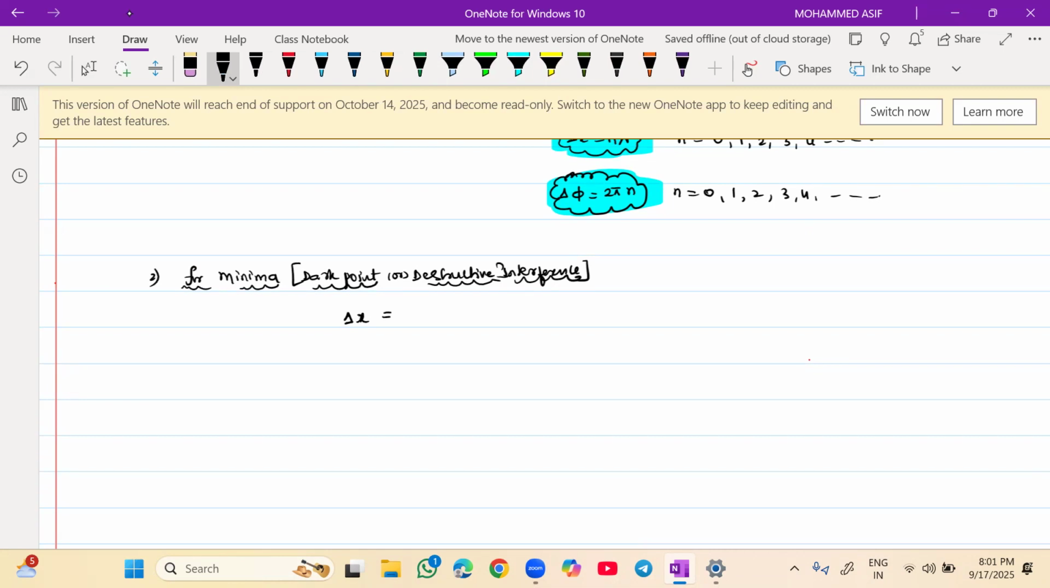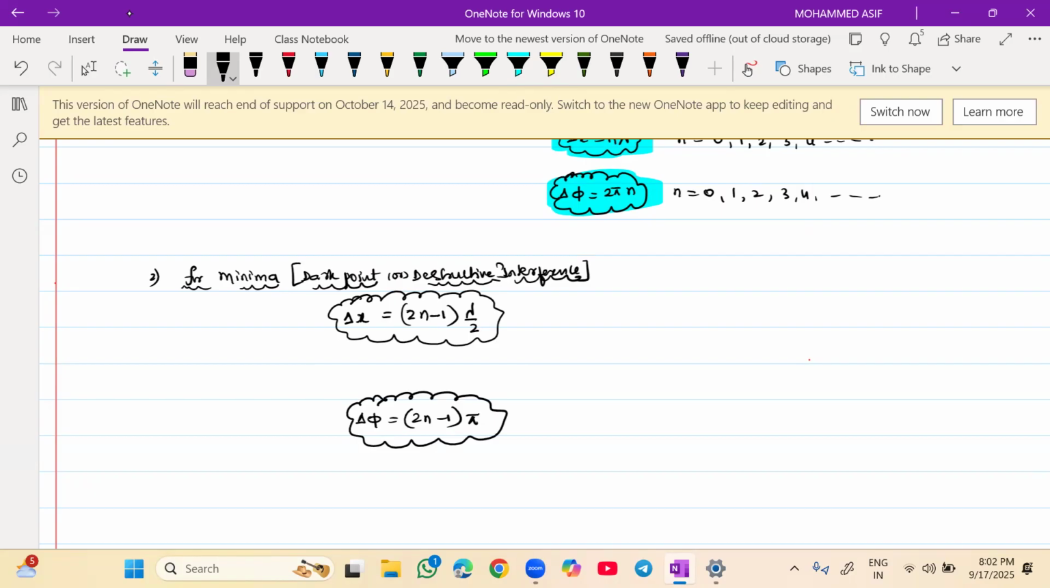Delta x will be equal to (2n minus 1) into lambda divided by 2. Very important formula: path difference will be equal to (2n minus 1) into lambda by 2. The same way, phase difference delta phi will be equal to (2n minus 1) into pi. This is your phase difference. We have the proofs of all this, but it is not necessary right now because you will be doing that in intermediate. But for the competitive examinations, the direct results are very important. So for this, n starts from 1, 2, 3, 4, and so on. Here also n starts from 1, 2, 3, 4, and so on.